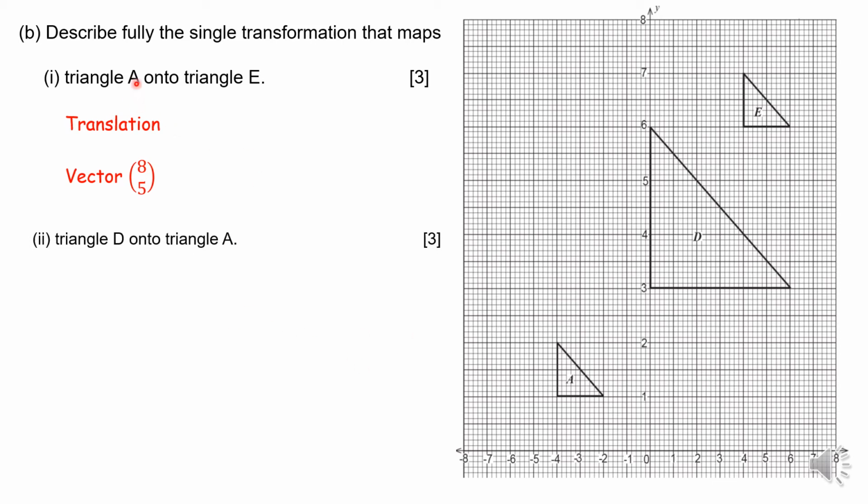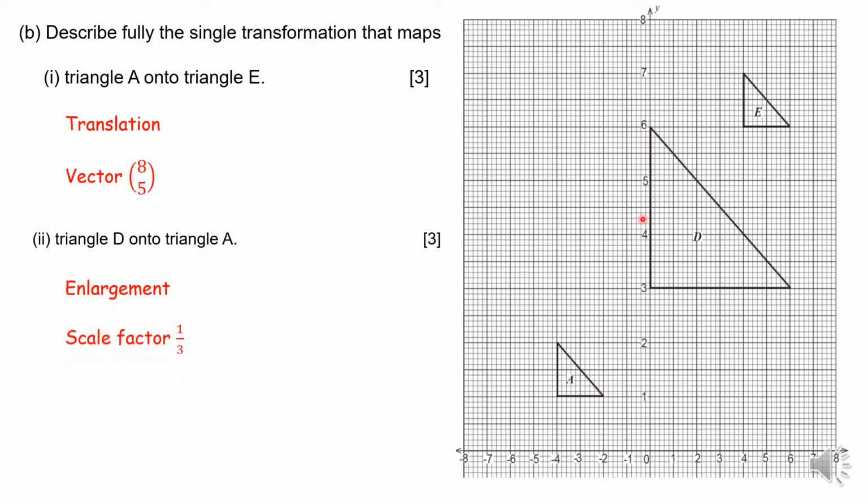Then you're also supposed to describe fully the single transformation that maps D onto A. D is the object, A is the image. So this is obviously an enlargement, but it's going to have a scale factor that is a fraction. Okay, and how do you find that scale factor? You divide horizontal distances by horizontal distances. So take, for example, this is 1, 2, 3, 4, 5, 6. Take this distance here, 2 over 6, which is going to give you 1/3.